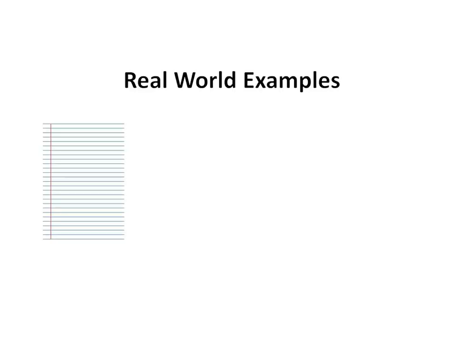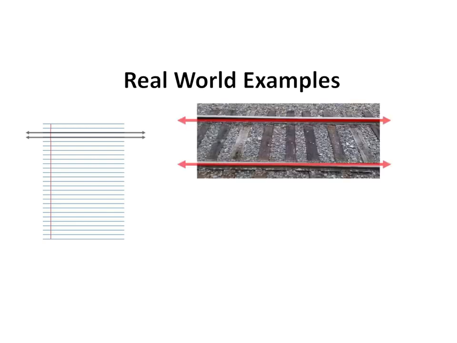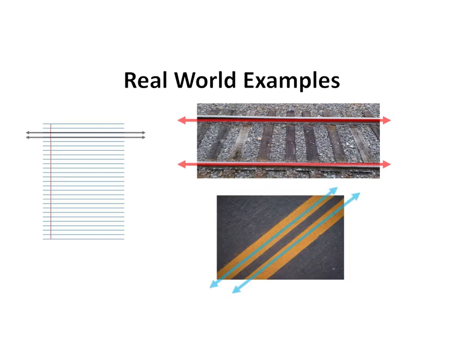Let's explore some real-world examples of parallel lines. We can see here that we have a sheet of notebook paper. We write between parallel lines. Another example is railroad tracks. And finally, the lines we see in the center of the road are also parallel to each other.